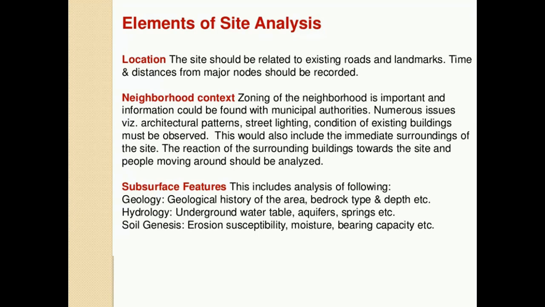Neighborhood context. Zoning of the neighborhood is important and information could be found with municipal authorities. Numerous issues, architectural pattern, street lighting, and condition of existing buildings must be observed. This would also include the immediate surroundings of the site. The reaction of the surrounding buildings towards the site and people moving around it should be analyzed.